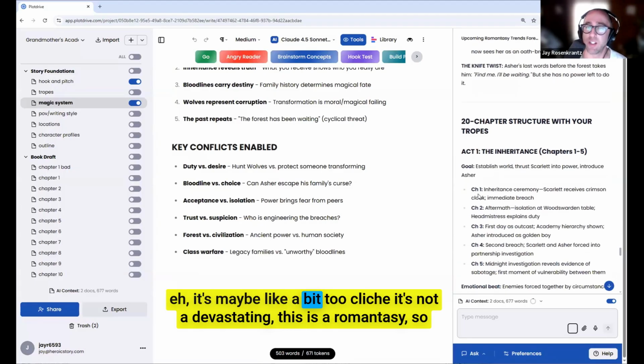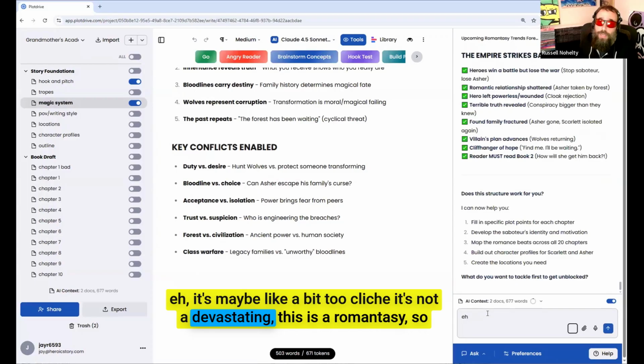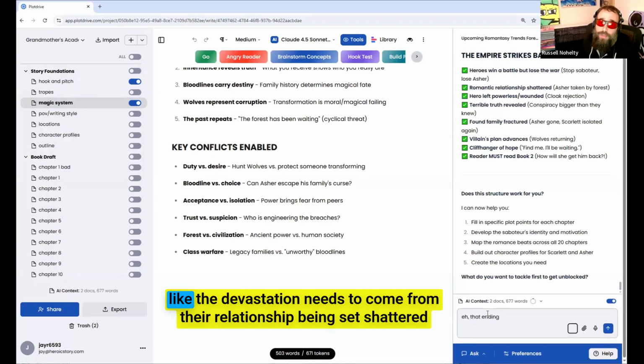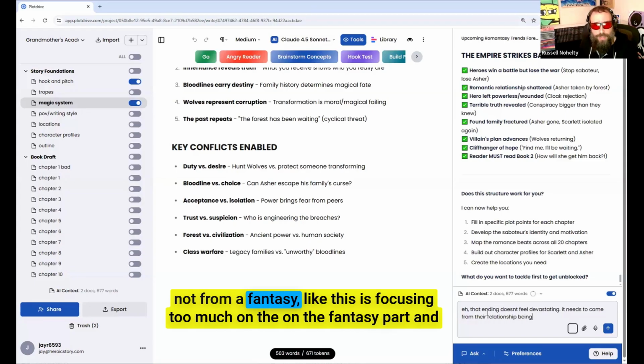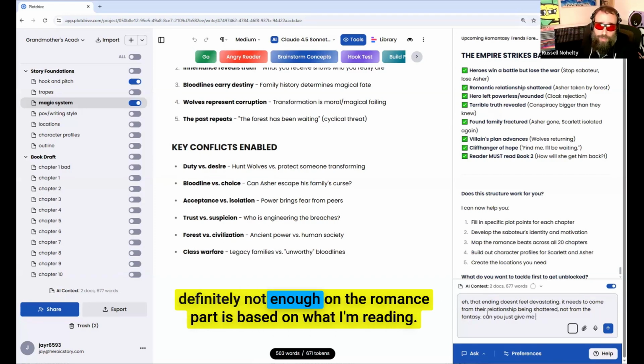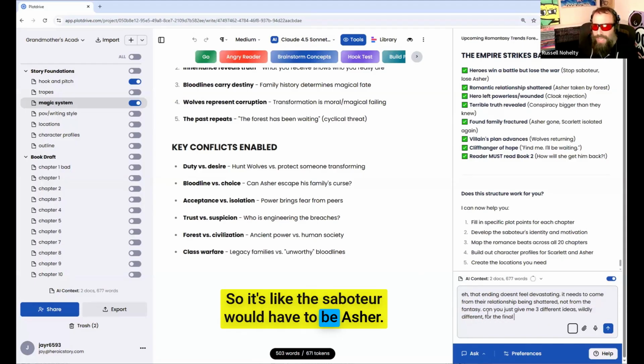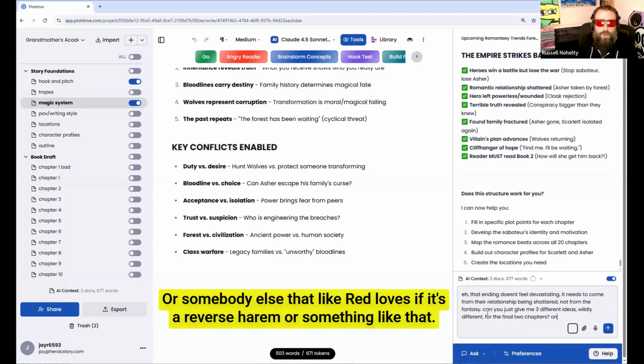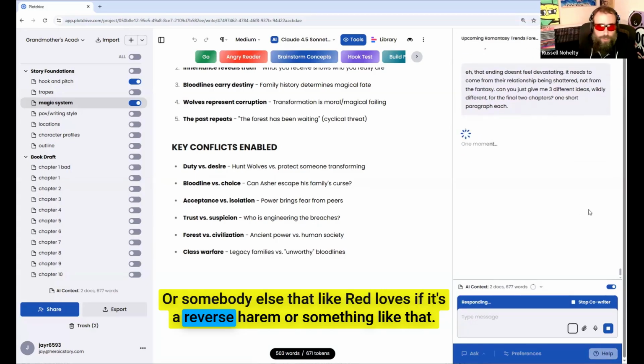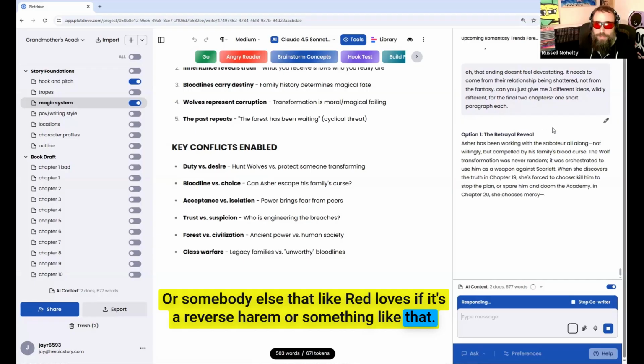It's maybe a bit too cliche. It's not devastating, this is a romantasy. So the devastation needs to come from their relationship being shattered, not from a fantasy. This is focusing too much on the fantasy part and definitely not enough on the romance part, based on what I'm reading. So the saboteur would have to be Asher, or somebody else that Red loves, if it's a reverse harem or something like that.